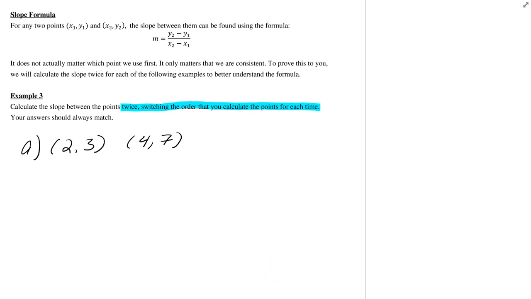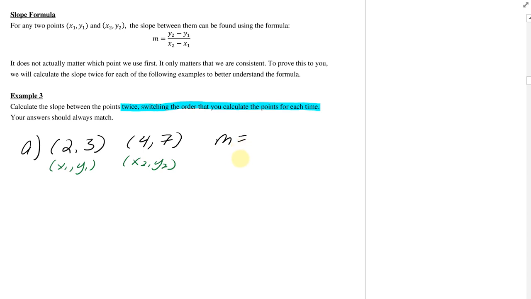Okay, so let's go ahead and set this up. The first time, I'm going to consider this to be my x1, y1, and I'm going to consider this to be my x2, y2. So I'm going to plug these points into the formula as we see it. I'll go ahead and fill that out over here.